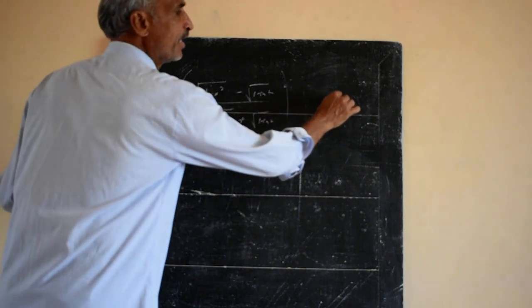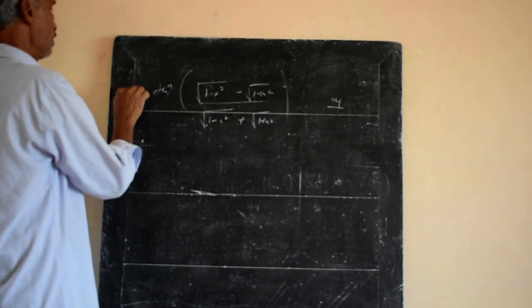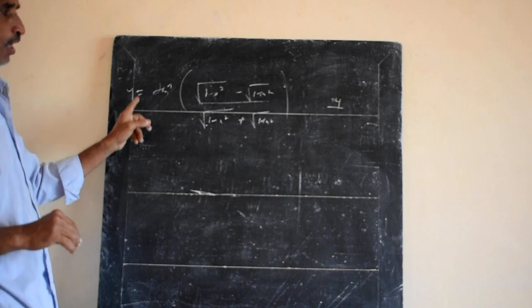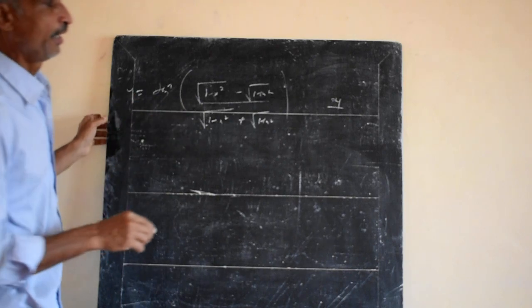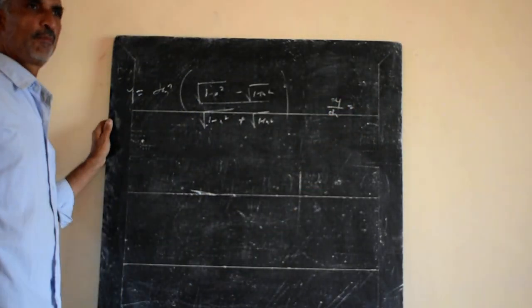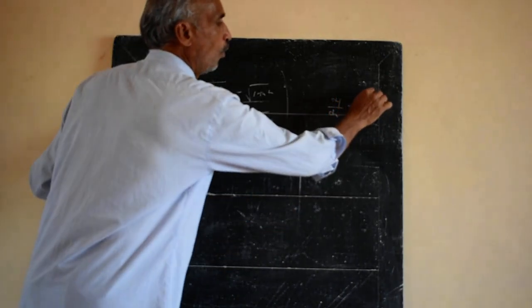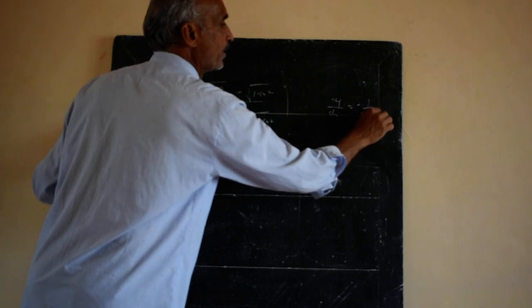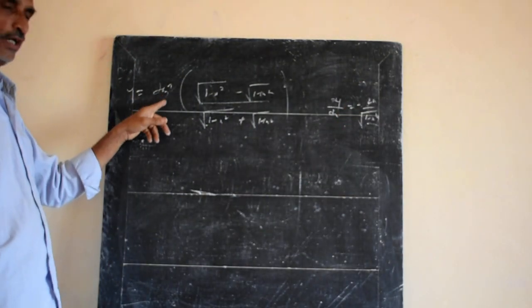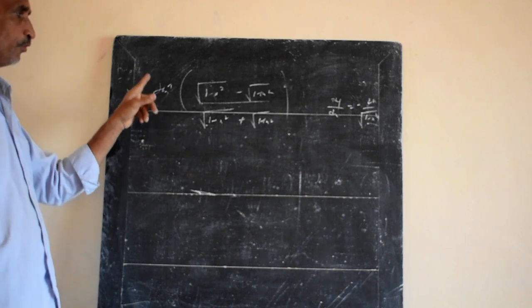Actually, the answer is dy by dx. If y equals that function, y is a function of x, and dy by dx, actually the answer is very simple. It is minus 1 upon root of 1 minus x raised to 4 into 2x. That is the answer. Is it possible to get that answer by direct differentiation by using the formula?